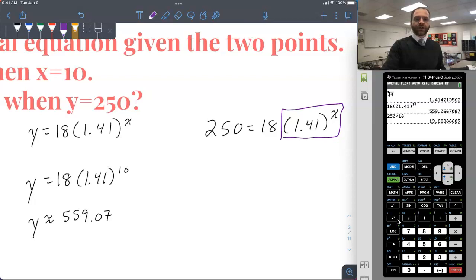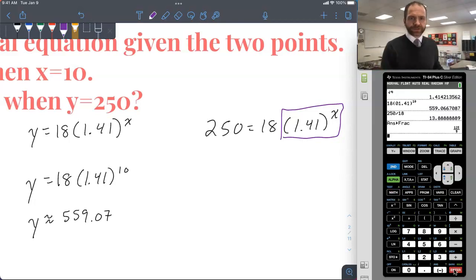And I hit that. Oh no, it's a decimal. Don't do it. Don't write down the decimal. We're going to go to math, fraction, and I get 125 ninths. So I have 125 ninths equals 1.41 to the x power.